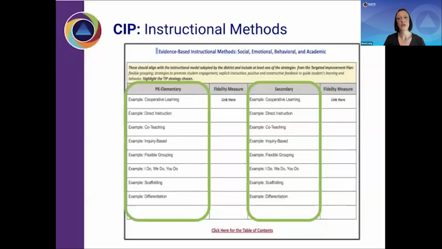In the first table, we document the instructional methods used at each grade level, which helps illustrate the processes needed to support all learners. These instructional methods may be identified through the district's instructional model. The team may also review the evidence-based practices prioritized in the district's targeted improvement plan if those methods would support all students.